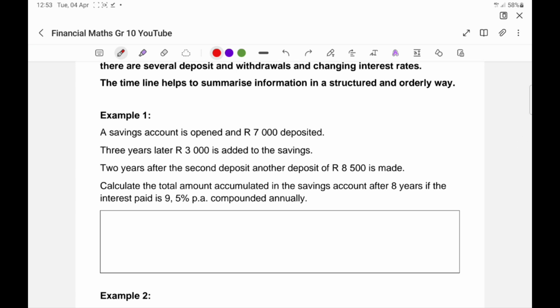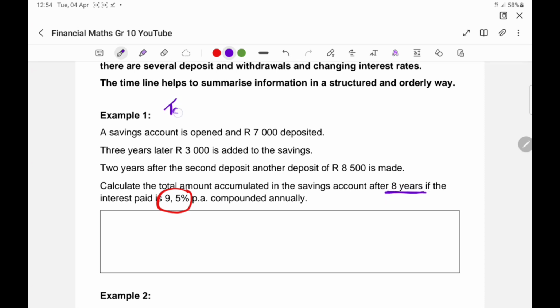compounded annually. So I always ask my students, which stayed solid? Which one didn't change at all? Can you see that it is the interest that didn't change at all? The things that did change was the amount put in and out. All right, so let's start with our timeline. How many years was it? It was for 8 years.